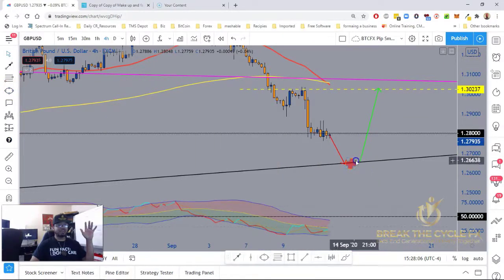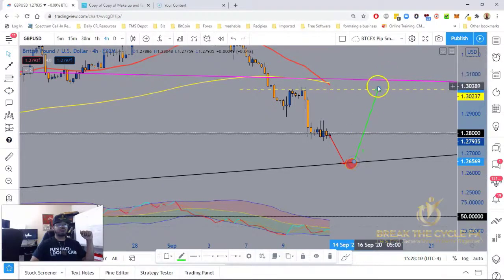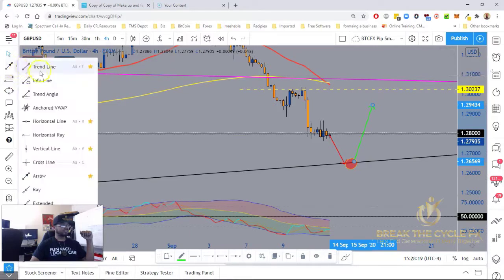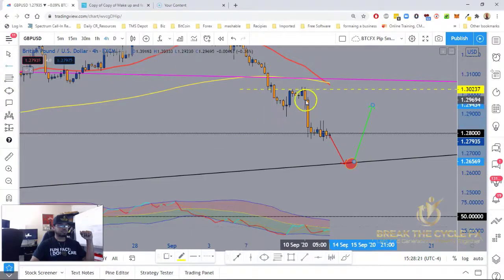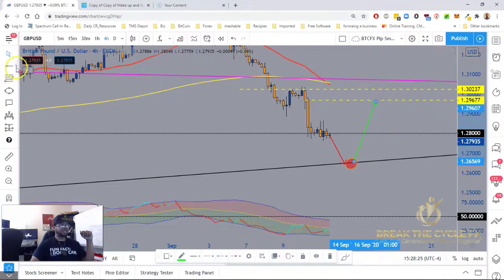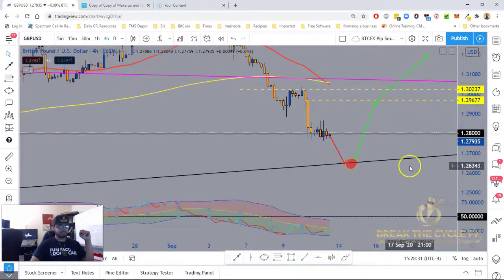If that does happen, I wouldn't mind taking the buy here. 50%, I might even go a bit lower, right down here to the bottom of this candle, just to be safe. Boom. And then I'll look to see if they respect that trend, that 50% retrace, and come back down. Like so.